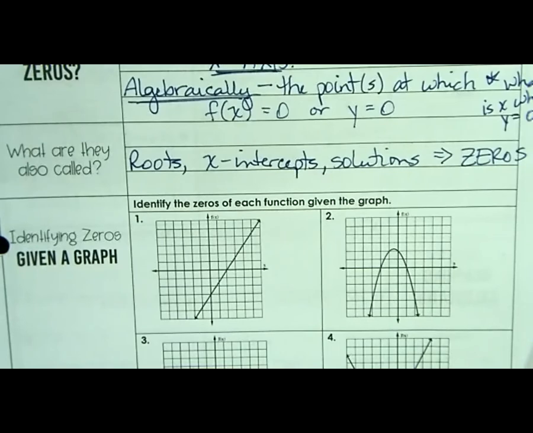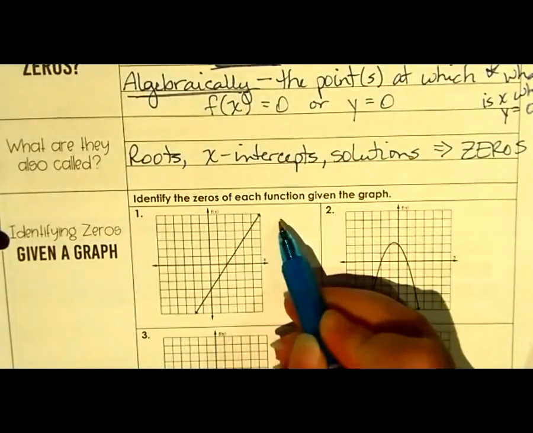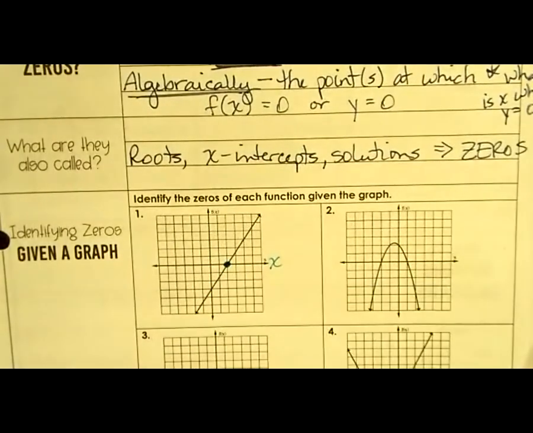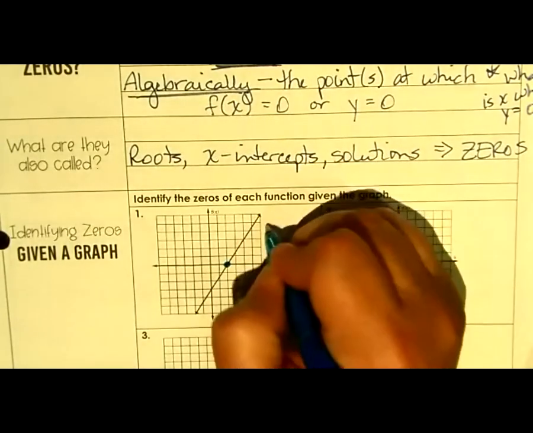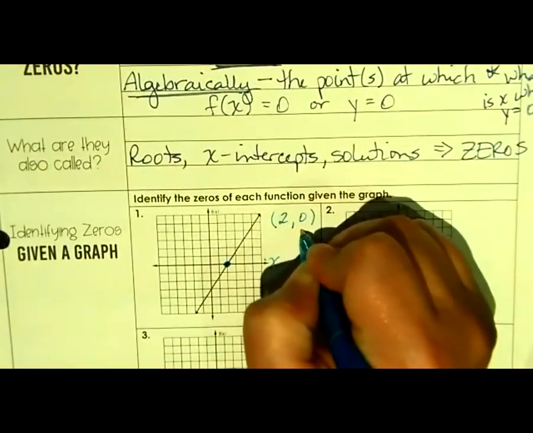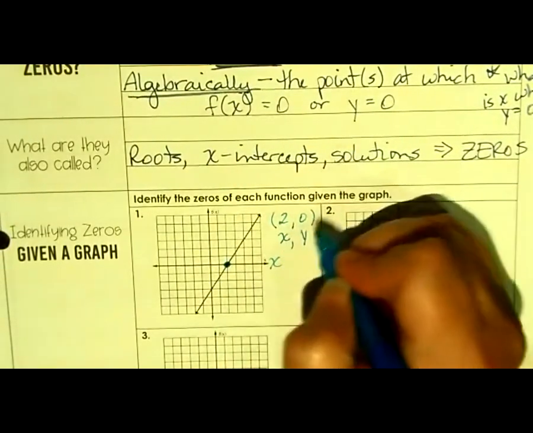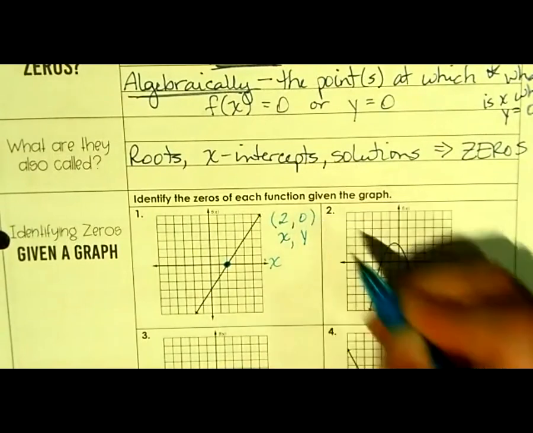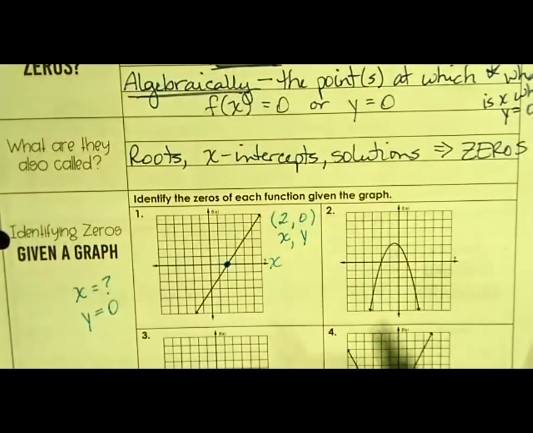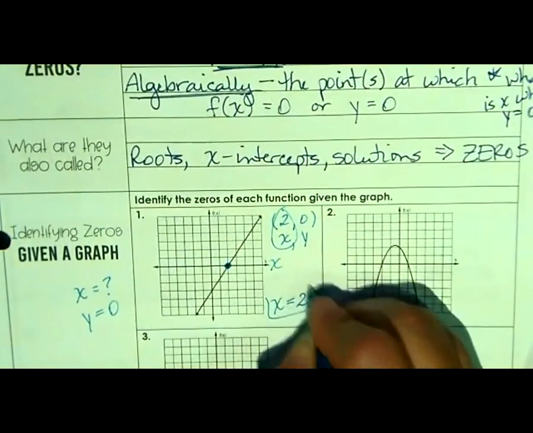So if I'm wanting to find the zeros from the graph, that means I'm wanting to find where this graph crosses the x-axis. This is the x-axis. So it's crossing right here. So what are the coordinates of that point? That is 2, 0. Notice the y value is 0. We want to know what is the x value when y equals 0. Remember, we're asking that question. What does x equal when y equals 0? Well, in this scenario, the x is 2. So therefore, the answer is x equals 2.